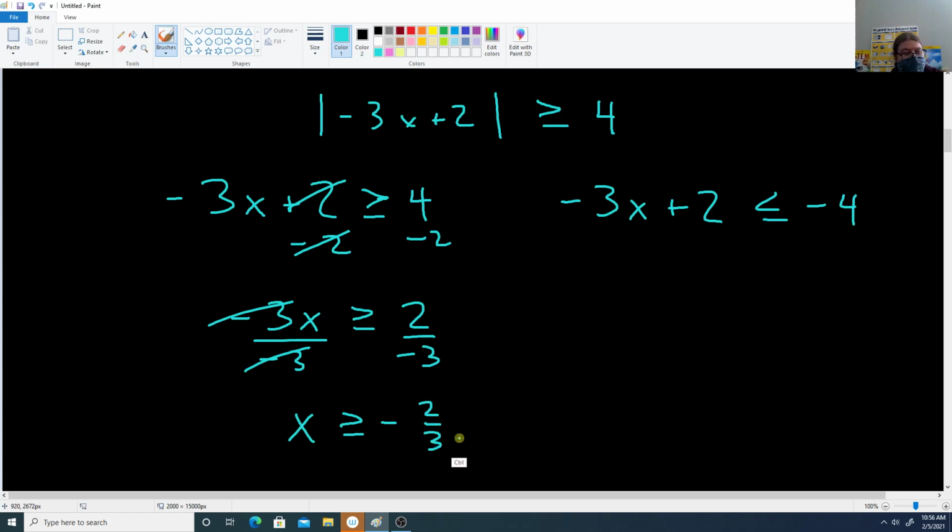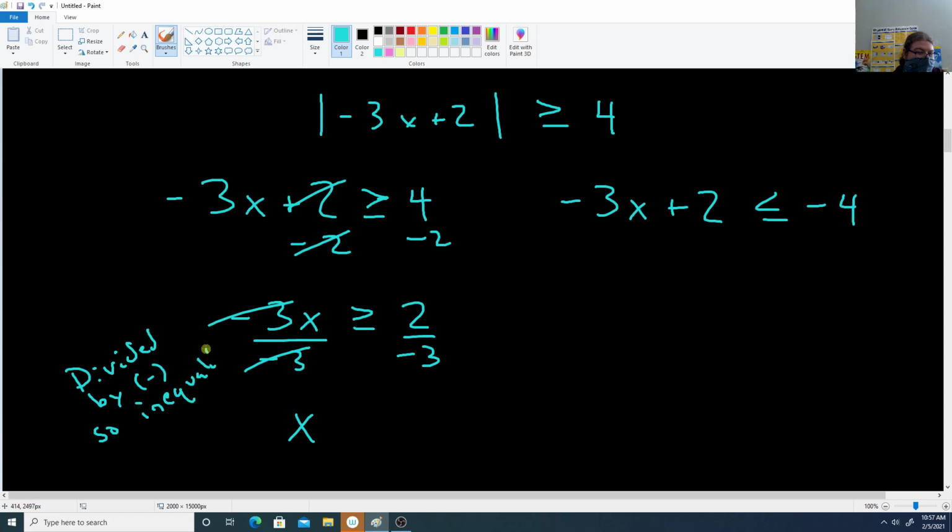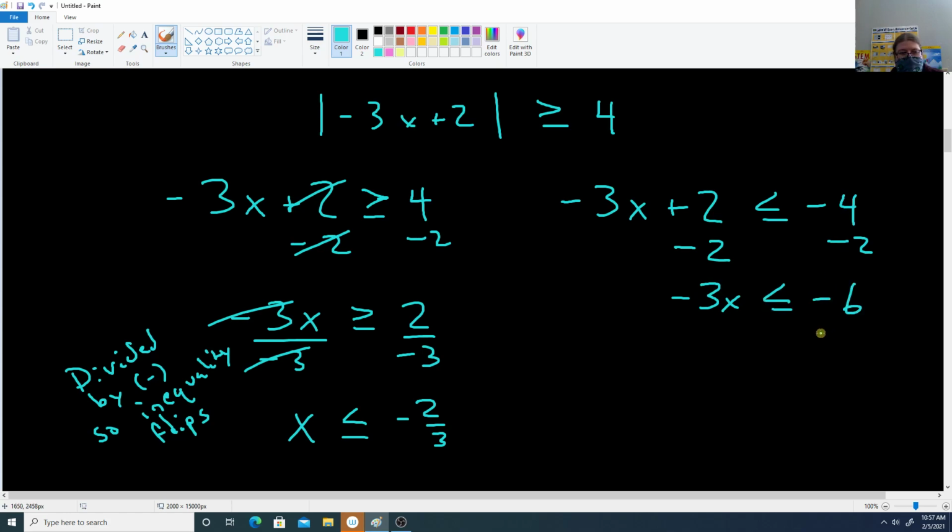Oops, just kidding. All right, so I divided by a negative, so my inequality flips. So it was a greater than, it's actually x is less than or equal to negative 2/3. So you need to be careful about that. If you multiply or divide by a negative number, the inequality direction flips. So over here, I subtract 2. Subtracting does not change the inequality direction. It stays going the same direction.